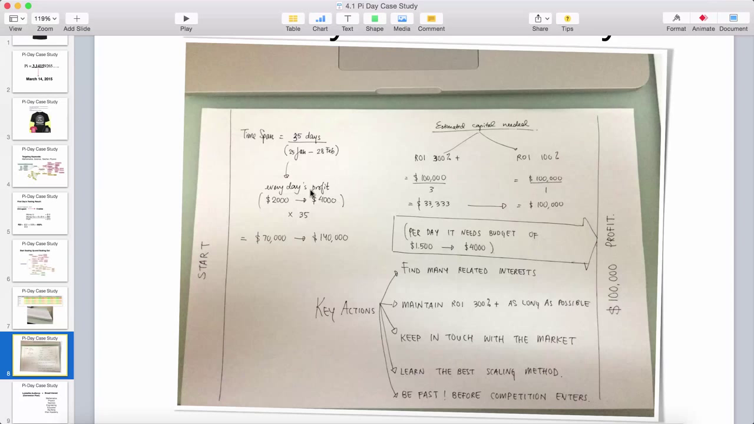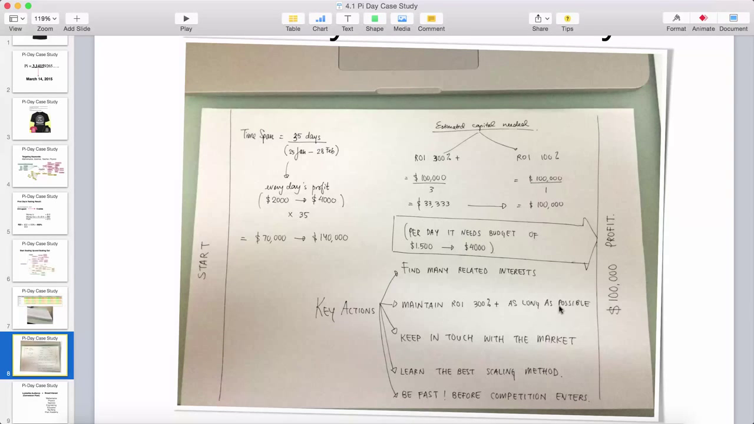Then I calculated if my net profit is 2,000 per day, then in 35 days I would earn 70 grand. If my net profit is 4,000 per day, then in 35 days I would earn 140 grand. Then I calculated if the ROI is steady at 300%, then I will need around 33 grand to pay for the ads to get me to 100,000 profit. But I have to prepare for lower ROI, since in most cases ROI will drop when you start to scale. So at 100% ROI, I would need 100 grand to make 100 grand profit.